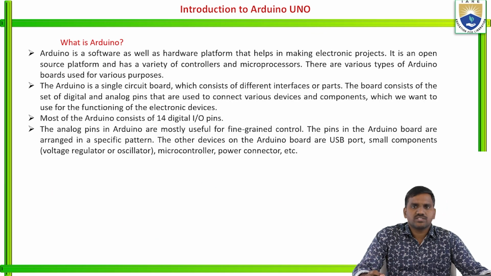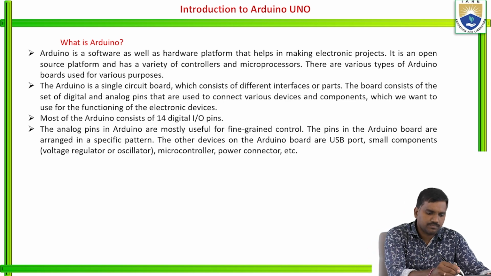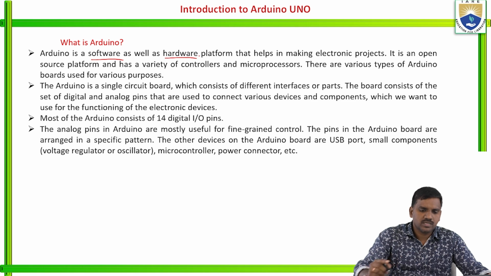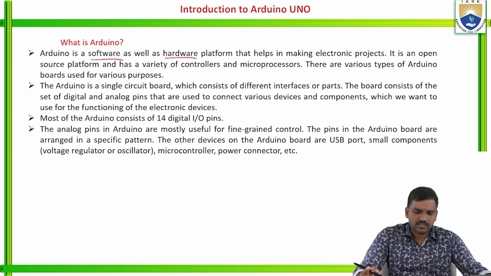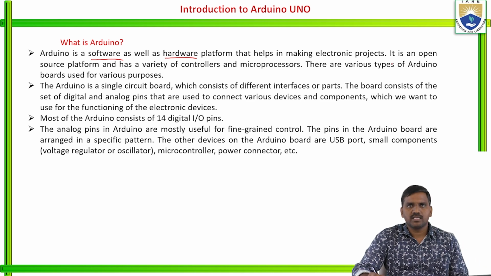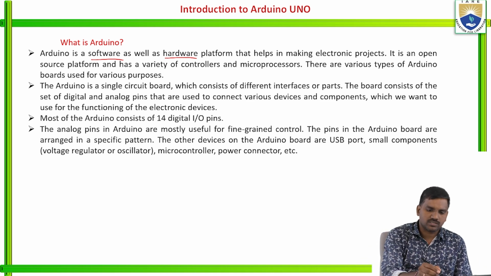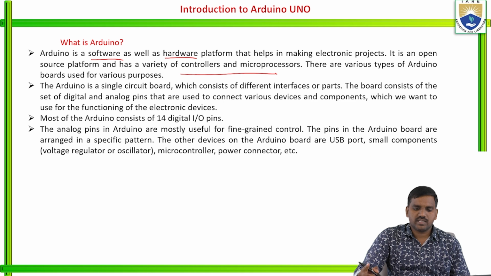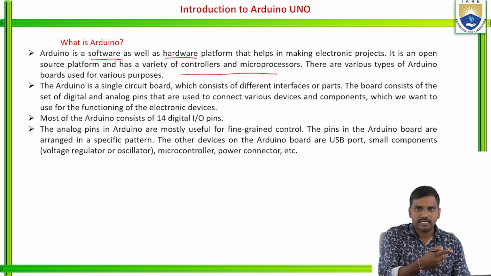Next, what is Arduino? Arduino is a software as well as hardware platform that helps in making electronic projects. It is an open source platform and has a variety of controllers and microprocessors. There are various types of Arduino boards used for various purposes. In the last slide we discussed the various types of Arduino boards: Arduino Bluetooth, Arduino Mega, Arduino Uno, like that.